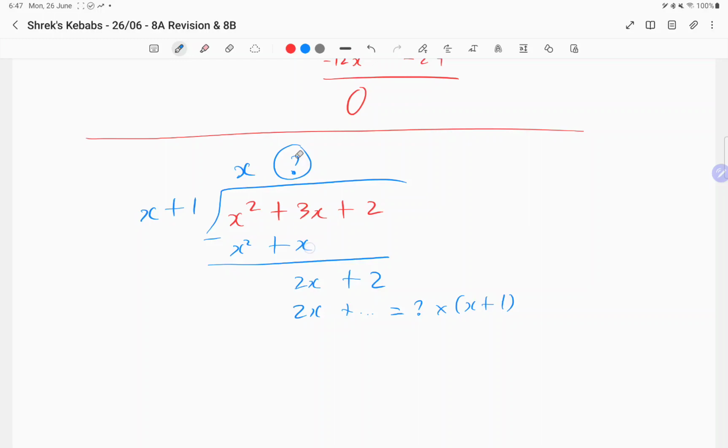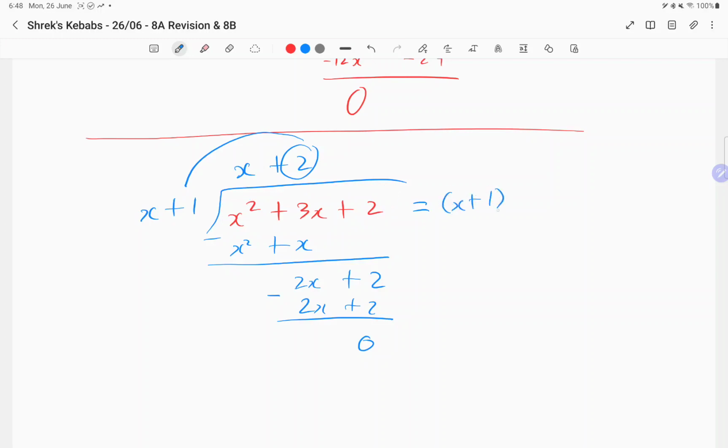2, yes. Or just plus 2. Does it make sense, Ashby? Yeah? So then the 2, when you times into x plus 1, would be 2x plus 2. Right? And then you subtract it, the remainder is 0. Which means that that expression there is essentially the same as x plus 1 times by x plus 2. Okay? So that's polynomial long division.